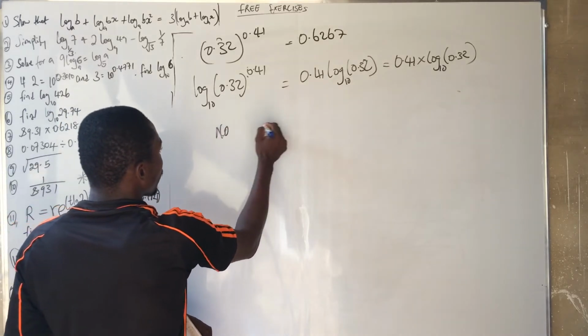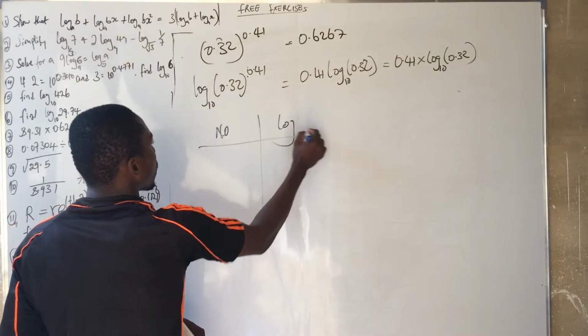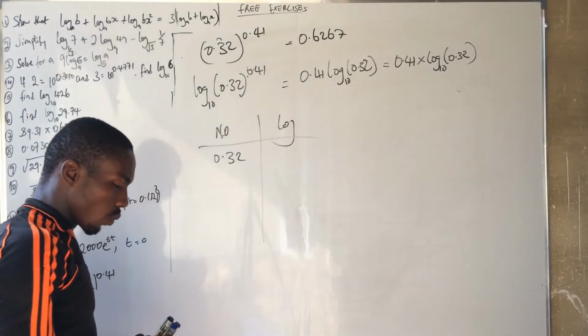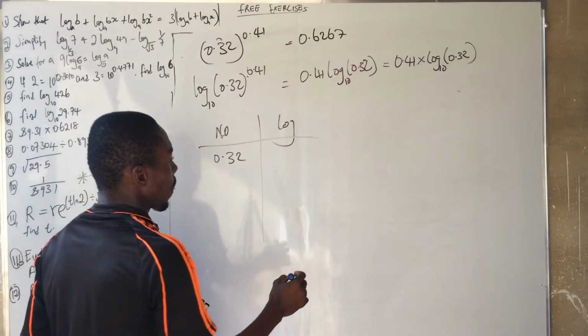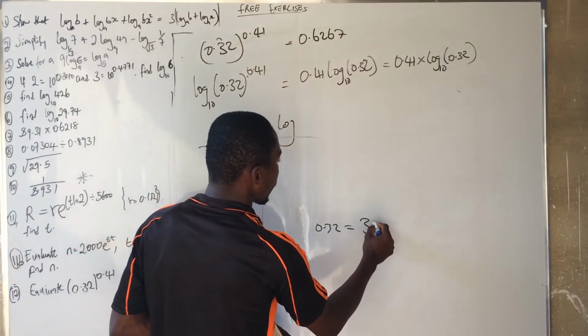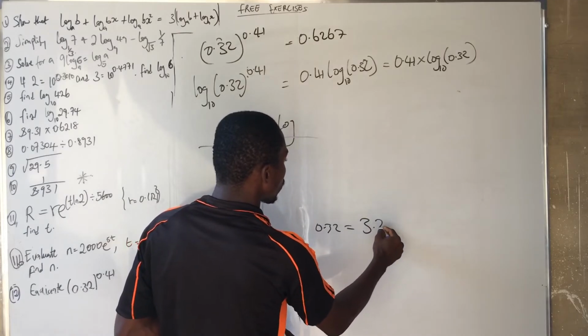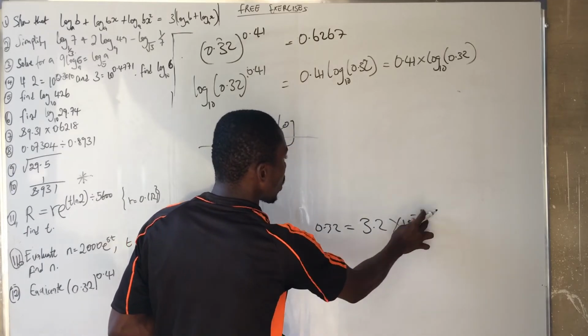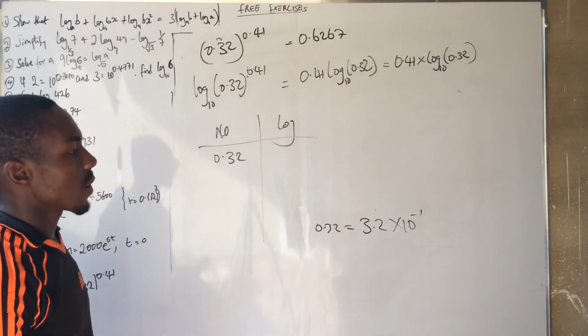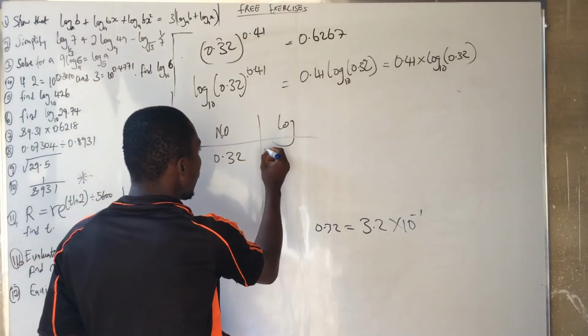I'll now put the number in logarithm. What is the number? The number is 0.32. And what is the characteristic here? I'll express it in standard form. 0.32 is equal to 3.2 times 10 raised to the power negative 1. So my characteristic is bar 1.